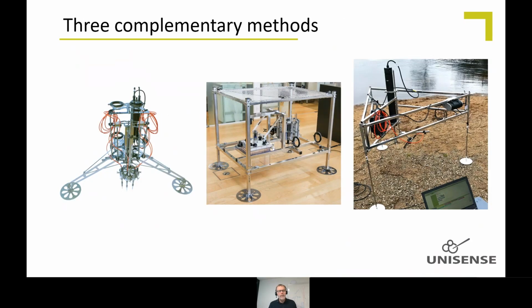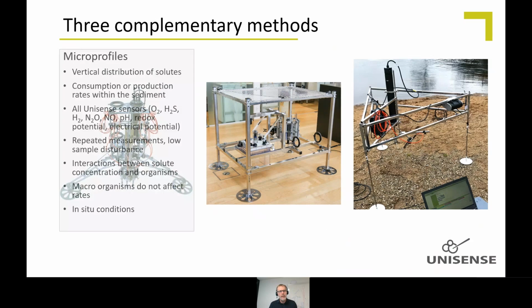Okay, so these three methods for working with sediments are complementary. The microprofiles give you information about vertical distribution of solutes, consumption, and production rates in the sediment. You can use it with all our sensors. You can repeat measurements because of the very low sample disturbance. You can investigate interaction between solutes and organisms you find in the sediment. The microorganisms do not really affect the rates that you calculate, and it's very much in situ conditions when you do it this way.